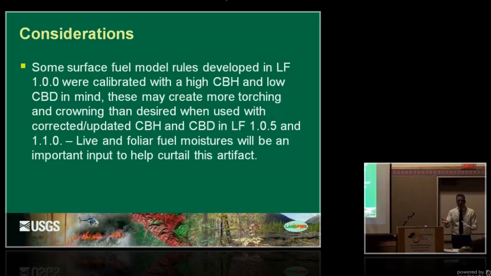A way to counteract this, when you download the data or use it in WFDSS or whatever, is to change the live fuel moistures, because TU5 responds very, very well to live fuel moistures. Just alter those a little bit and you can tune your simulations pretty well. That will help curtail this artifact, essentially.